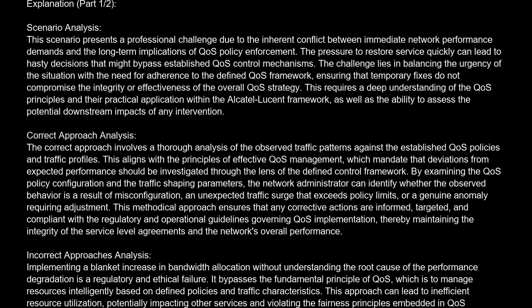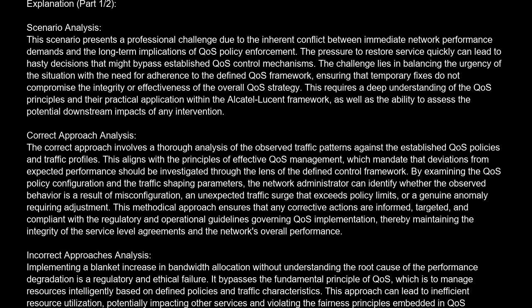The correct answer is C. Analyze the CoS policy configuration and traffic shaping parameters for the affected class to identify any discrepancies or potential misconfigurations that might explain the observed performance degradation. Explanation. Scenario analysis. This scenario presents a professional challenge due to the inherent conflict between immediate network performance demands and the long-term implications of CoS policy enforcement.